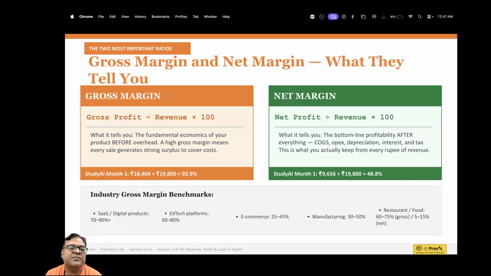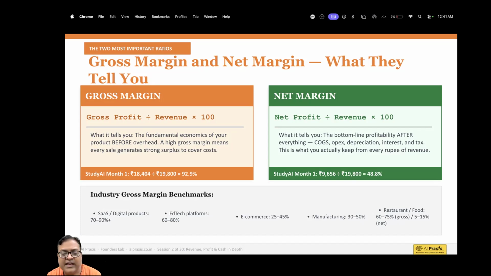So what does gross margin actually tell you? Gross profit divided by revenue into 100 is the gross margin. That's how we actually calculate. This actually tells the fundamental economics of your product before overhead, before the operating expenses. A very high gross margin means every sale generates strong surplus to cover costs.